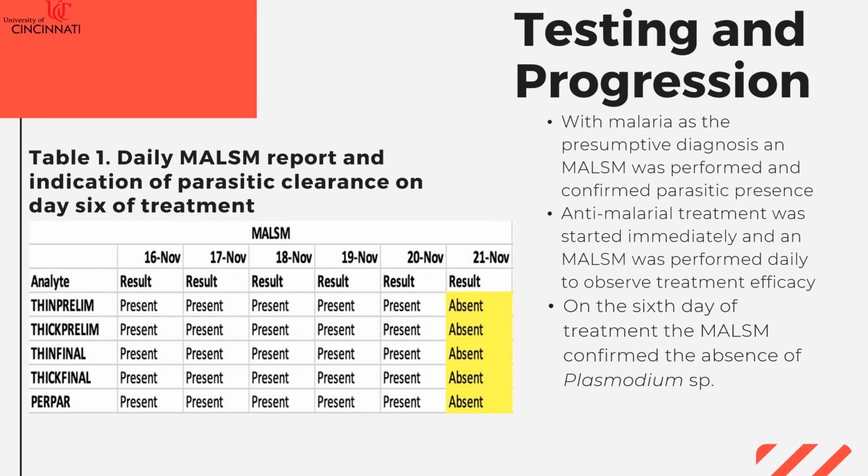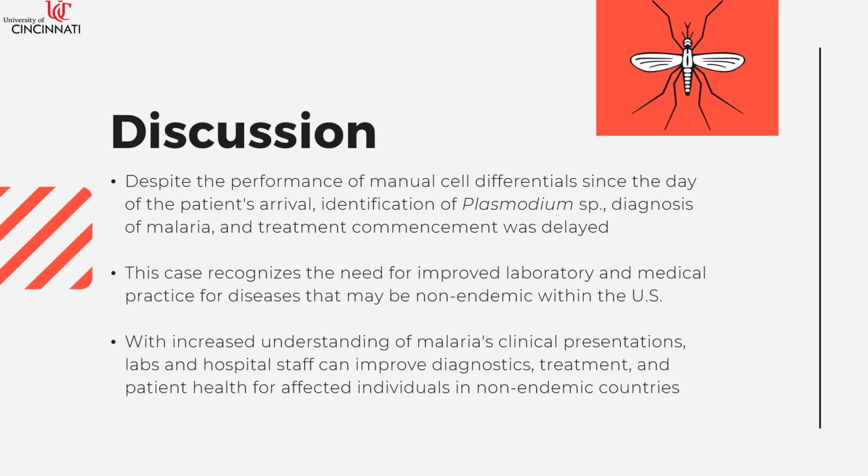With the malaria diagnosis, a peripheral blood parasite test, also known as an MA-LSM, was performed and confirmed the presence of the parasite. Anti-malarial treatment was begun immediately, and another MA-LSM was performed daily to monitor treatment efficacy. On the 6th day of treatment, the MA-LSM confirmed the absence of the parasite. Fortunately, the parasite was discovered and treated properly in time to cure this patient.